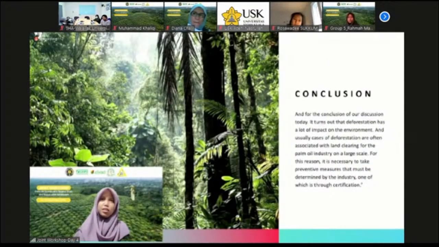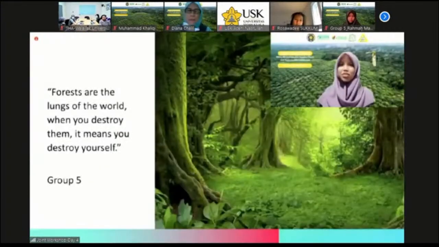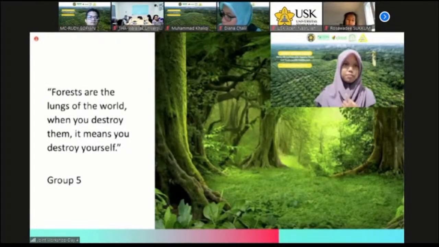And for the conclusion of our discussion today, it turned out that deforestation has a lot of impact on the environment, and the usual causes of deforestation are often associated with land clearing for the palm oil industry on a large scale. For this reason, it is necessary to take preventive measures that must be determined by the industry, one of which is certification. That's all for our discussion today, and for the last quote: forests are the lungs of the world. If you destroy them, it means you destroy yourself.